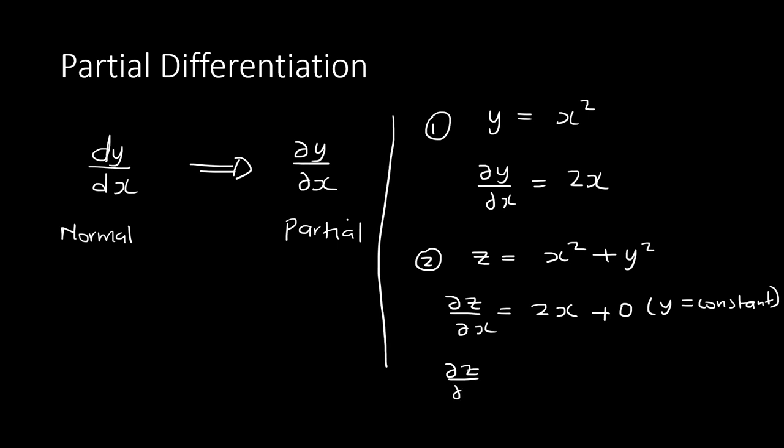If they ask you to differentiate with respect to y, we know the derivative of x squared will be 0, and of y squared will be 2y. Do you see? So you have 2x and 2y. Most questions will be like this.